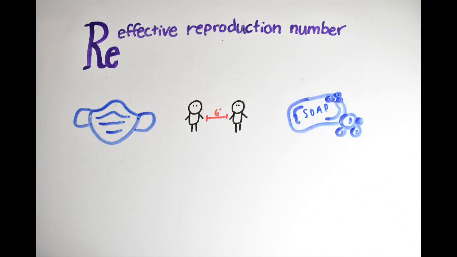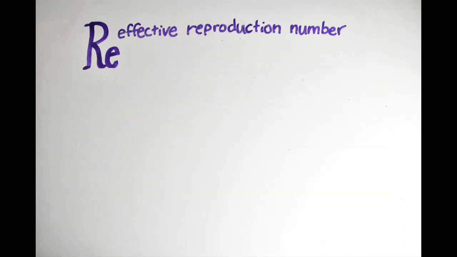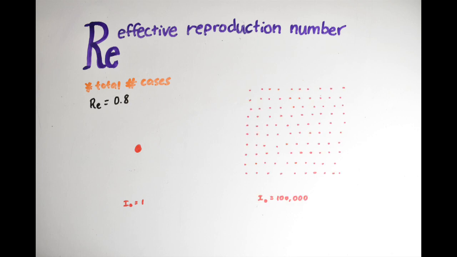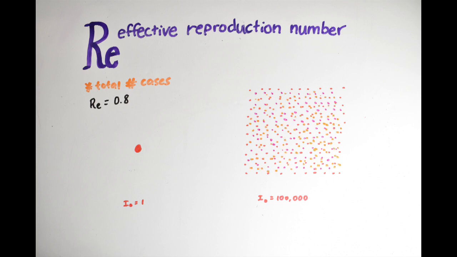However, just because an RE is below 1 doesn't mean these measures can be abandoned. The total number of cases must also be taken into account. If the total number of cases is 1, an RE of 0.8 would mean the outbreak would soon die out with minimal new infections. However, if the total number of cases is 100,000, even a stable RE of 0.8 means 80,000 new cases will arise from the initial infected, and they in turn will infect 64,000 more, and so on. The disease will continue to persist for a long period of time and infect hundreds of thousands of more people.